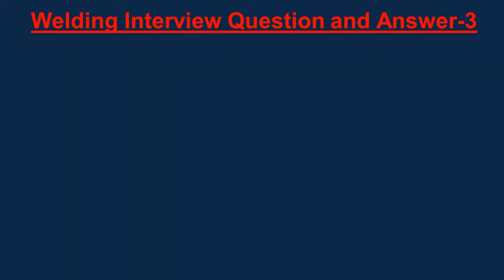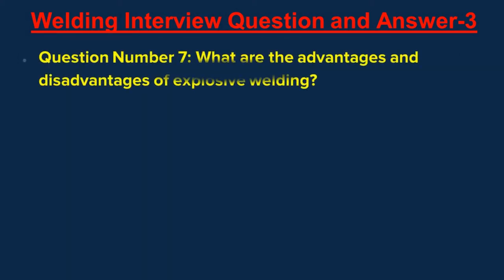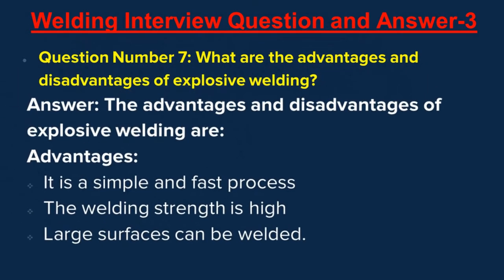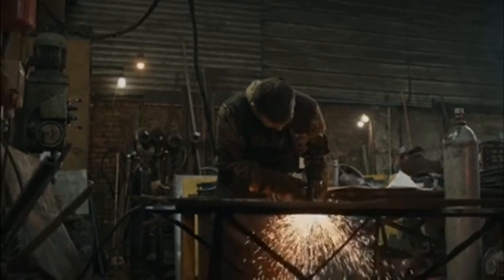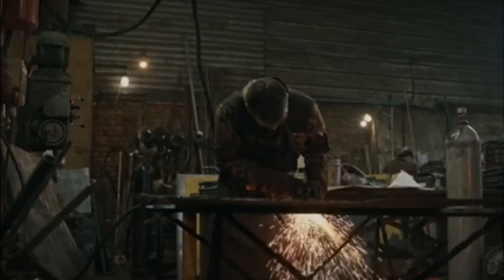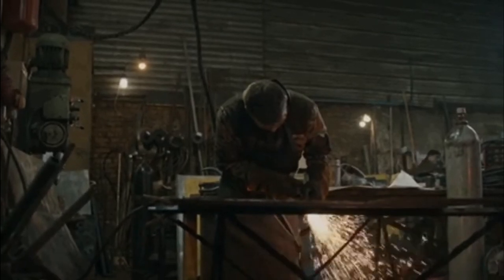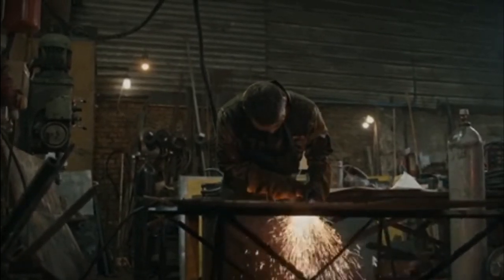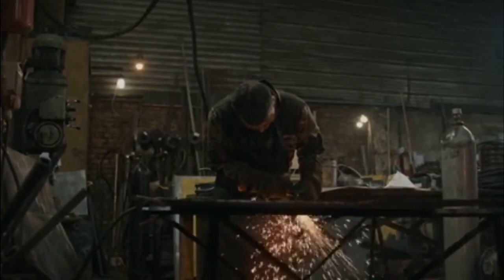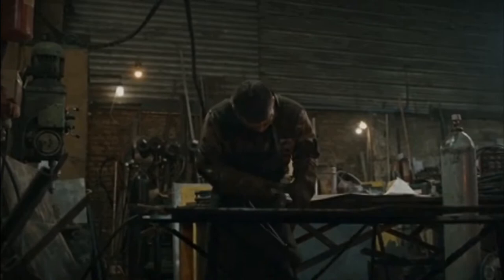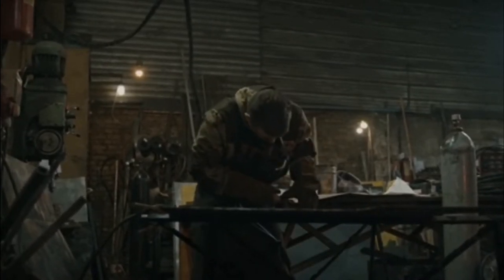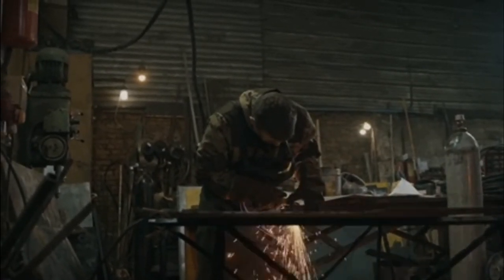Question number 7. What are the advantages and disadvantages of explosive welding? Answer. The advantages and disadvantages of explosive welding are as follows. Advantages. It is a simple and fast process. The welding strength is high. Large surfaces can be welded. Disadvantages. It is a risky process, so high carefulness is needed. Highly brittle metals cannot be welded. It is not suitable for welding metals of low melting point.